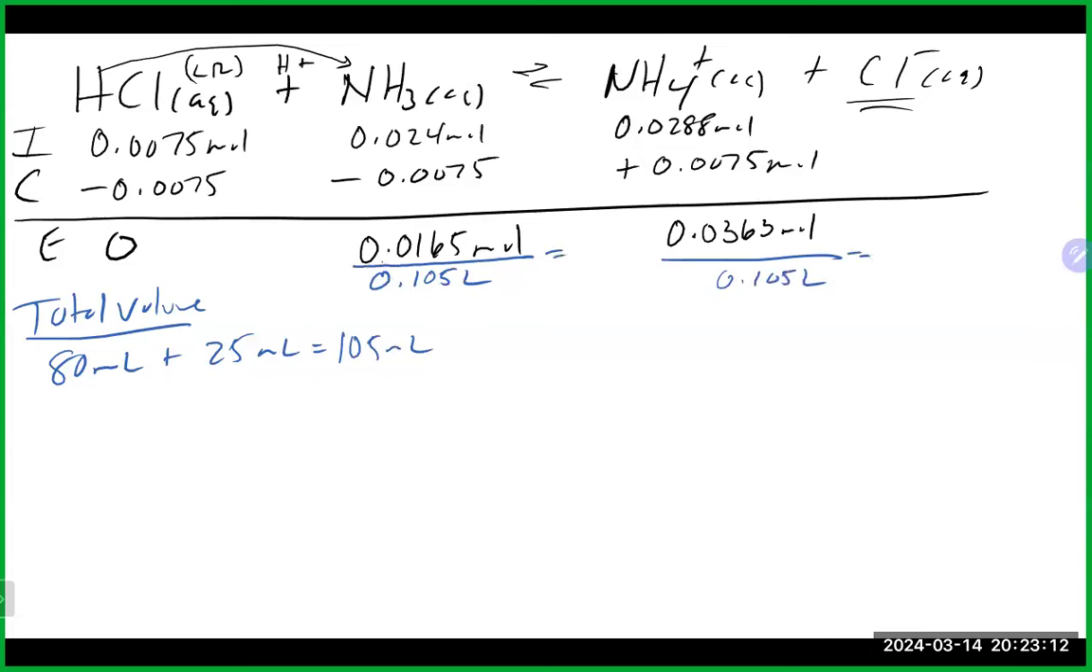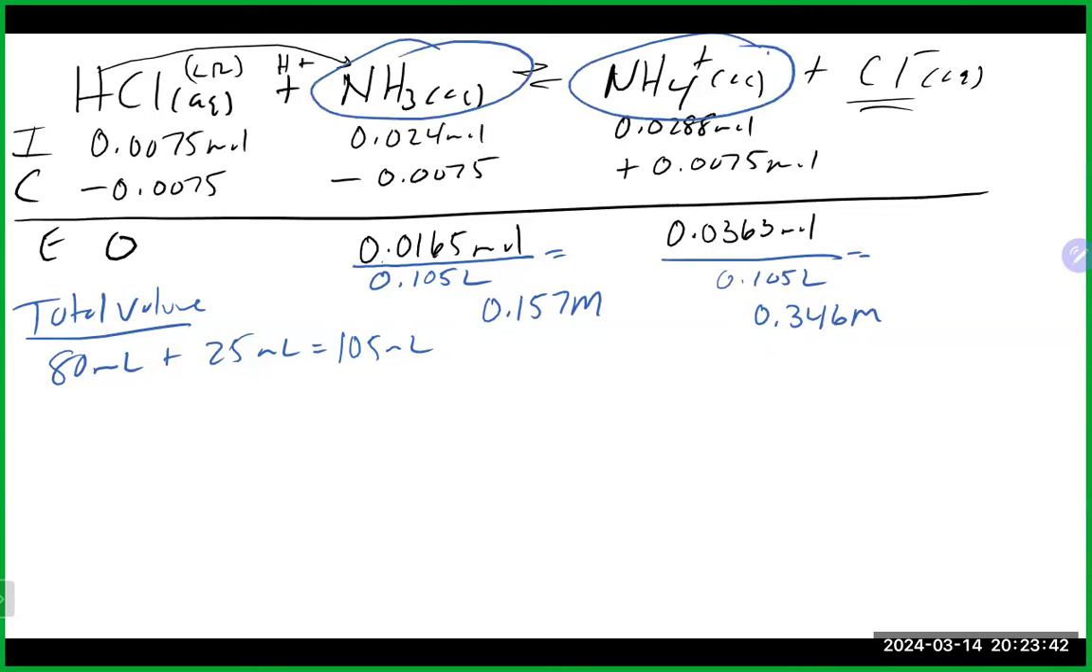And now we got 0.0165 divided by 0.105, 0.157 molar, and 0.0363 divided by 0.105, 0.346 molar. Once again, the benefit of the ice table is if you're still not really sure what you're left with, all you have to do is pretty much circle what has numbers. And again, hopefully that should visualize to you that these guys are still related to each other.